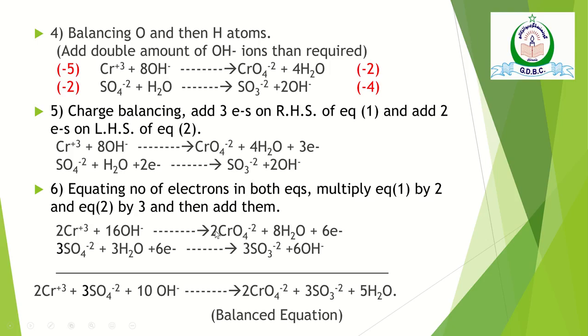Similarly, on the product hand side, we have 2 chromate radicals here, 3 sulfite radicals, and after eliminating 3 water molecules from these 8 water molecules, we have 5 water molecules on the product hand side. So this is our balanced equation in which these 6 electrons are cancelled by these 6 electrons in the two equations. So this is the end of the lecture, and hopefully you will be able to balance the redox equation, whether it is from acidic medium or basic medium.